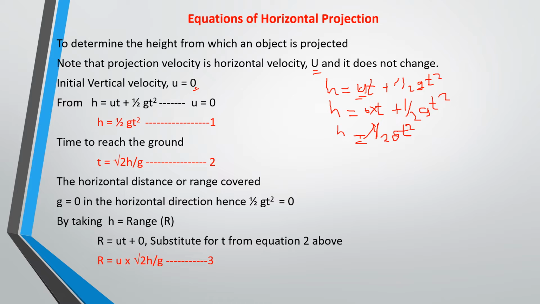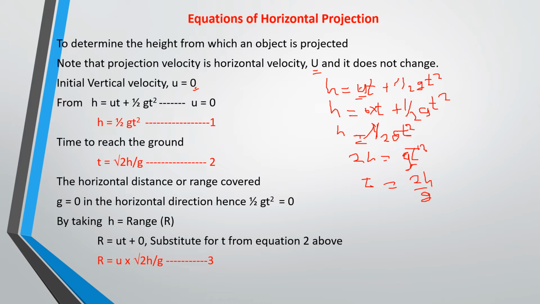So the equation for the height for an object that is projected horizontally is h = half gt squared, the time to reach the ground. From this equation, you can make t the subject. If you make t the subject, you have that 2h is equal to gt squared. Then t squared will be equal to 2h over g.